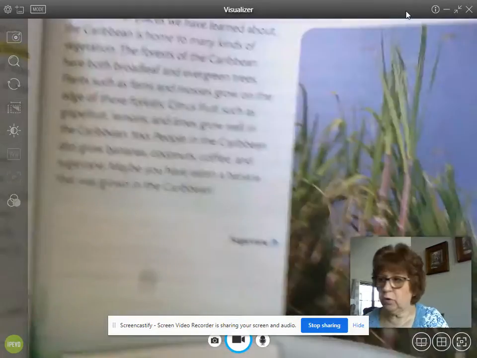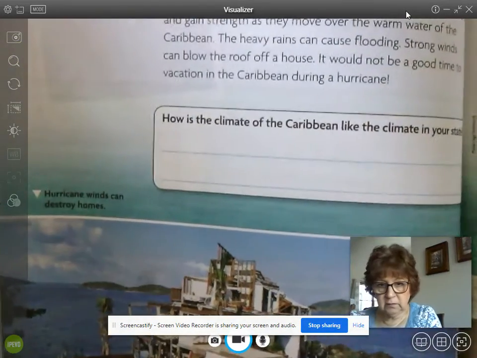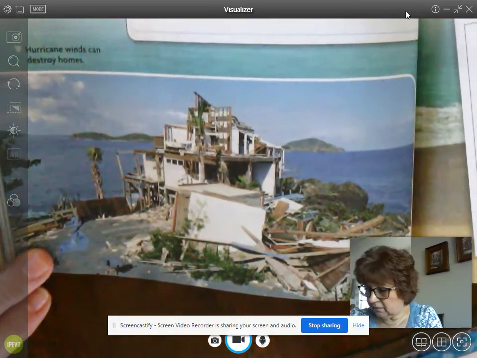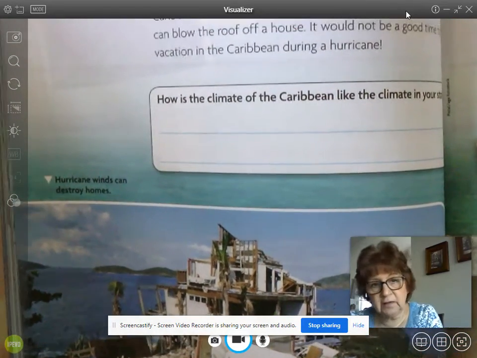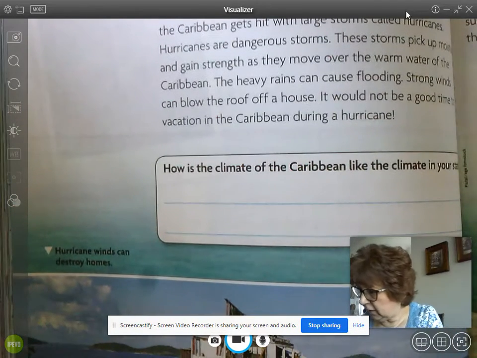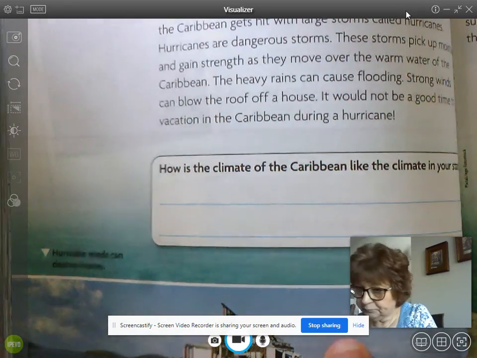Picture and a caption, and we're used to seeing that one a lot. So here is, move that camera again. Here's a picture, and the caption tells me that hurricane winds can destroy homes. I tell you what, that looks an awful lot like one of the islands I was on, and it is in the Caribbean, so it could possibly be.